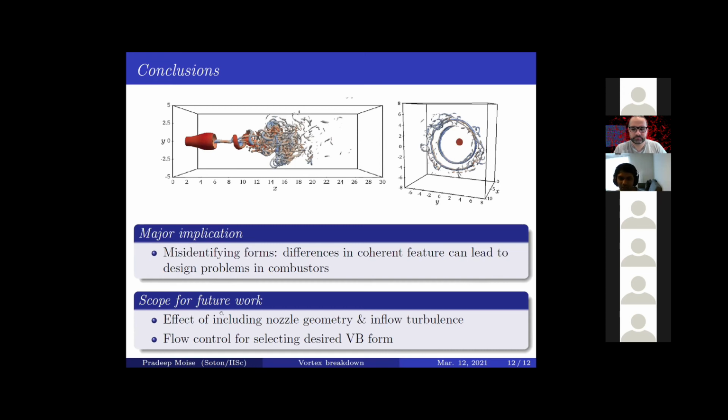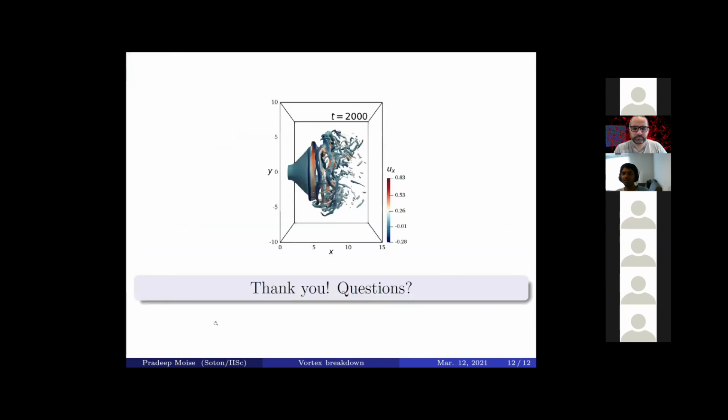And there is a lot of scope for future work. Most of the conical form has not been explored. What's the effect of including nozzle geometry? What's the effect of including inflow turbulence? All these are aspects that can be easily studied in the Incompact3d framework. An additional question is, for the bistable forms, can you select a desired vortex breakdown form based on a flow control technique? So these are all the possible applications. Thank you. I can take questions.